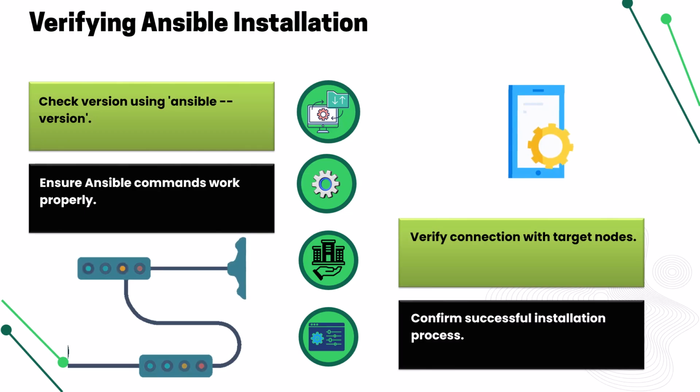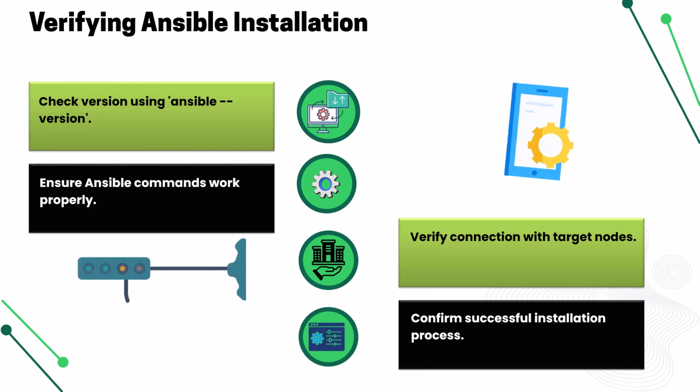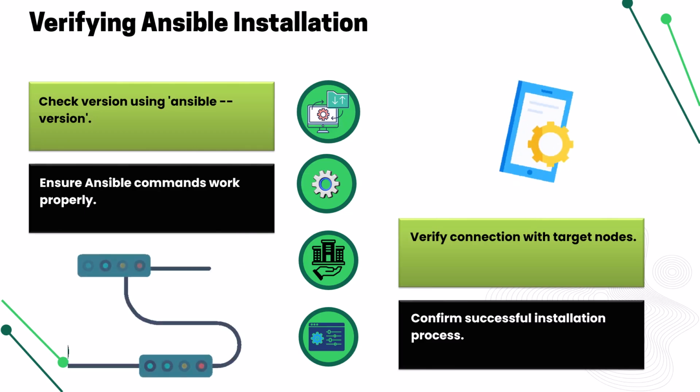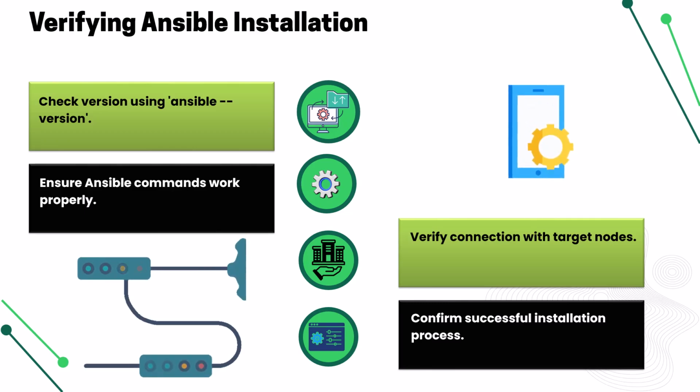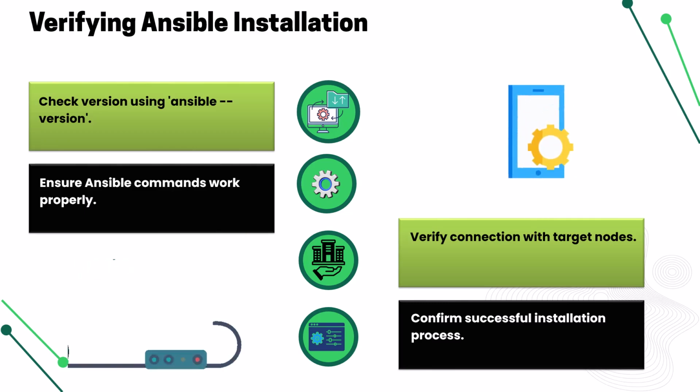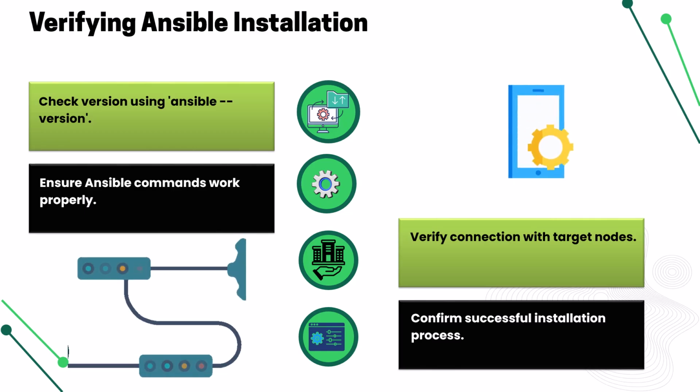Installed Ansible. Great. Now let's double check, because nothing's worse than thinking something works and realizing it doesn't. A quick ansible --version tells you if it's properly set up. Test some commands, connect with nodes, and voila, you're officially in the automation business.